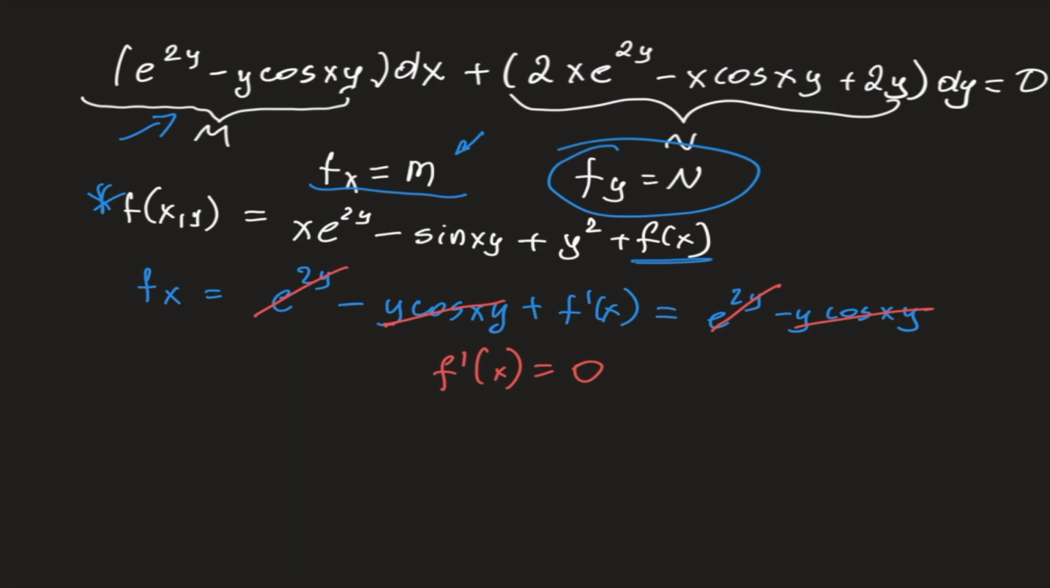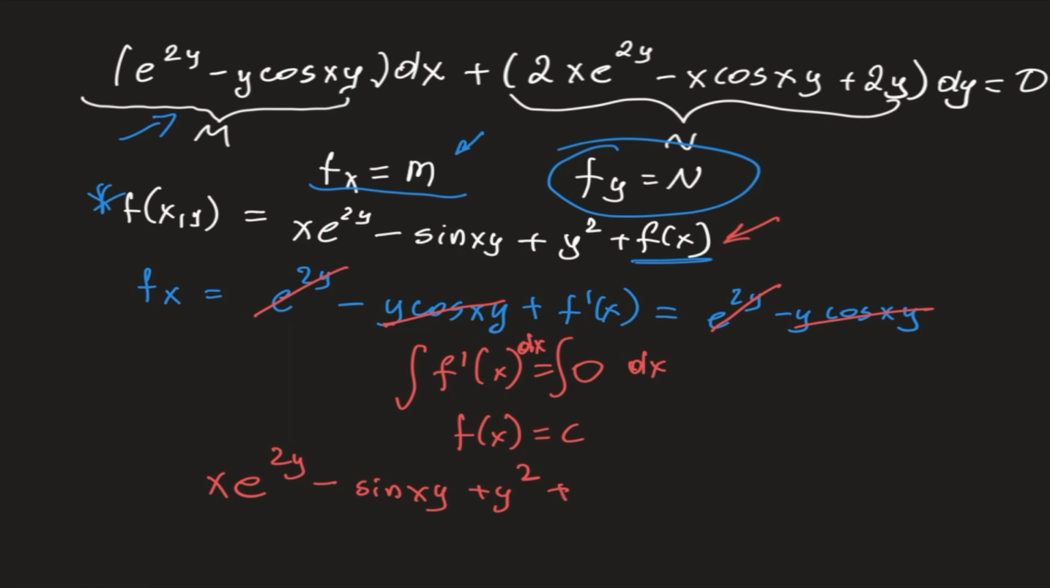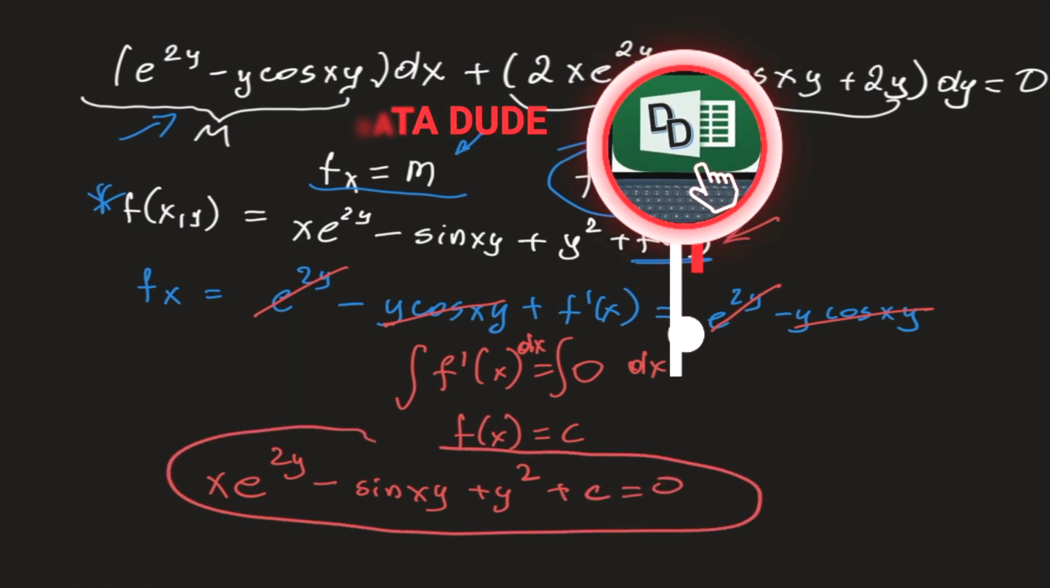And since we don't want f prime, we want f of x, we're going to find an integral with respect to x. And the integral of 0 is nothing more than a constant. Therefore, I can finally rewrite this as my final solution, x e to the 2y minus sine xy plus y squared plus c equals 0. And that is my final solution.